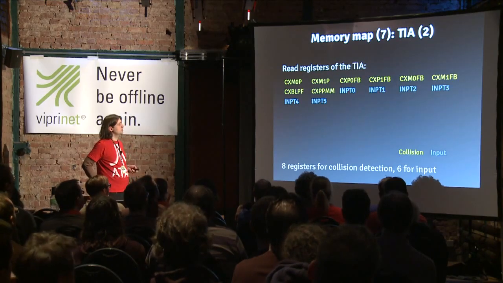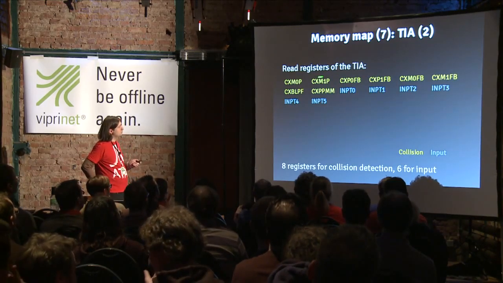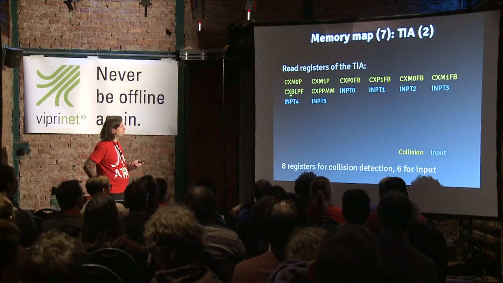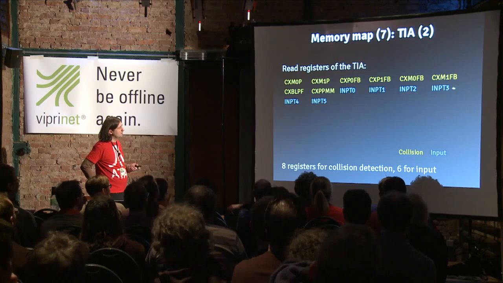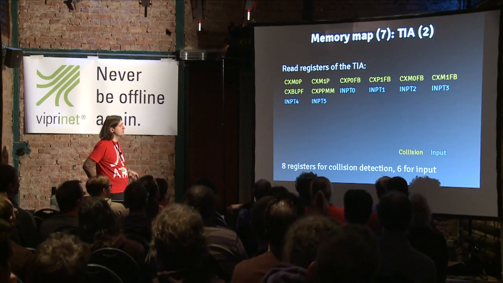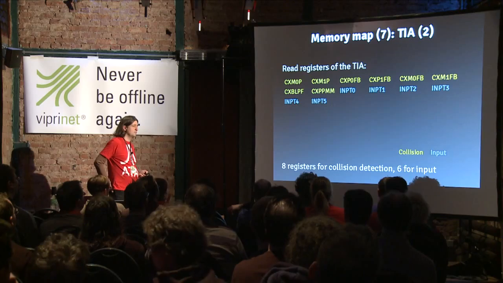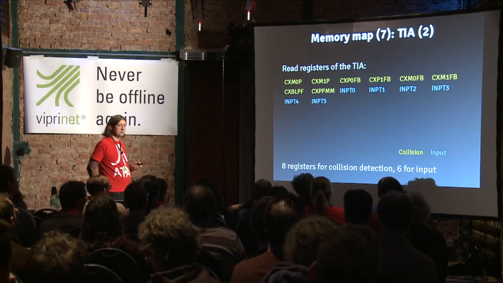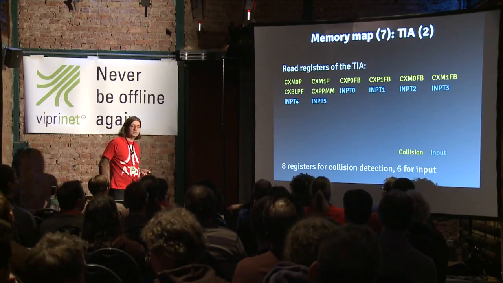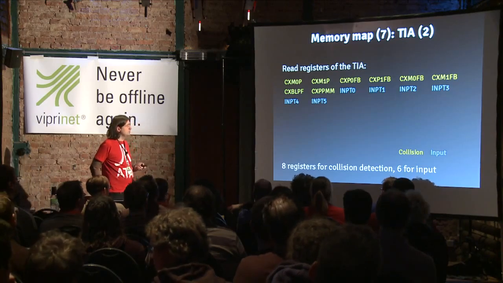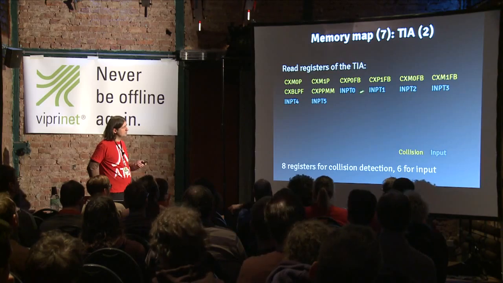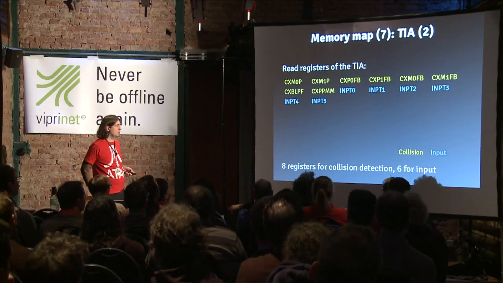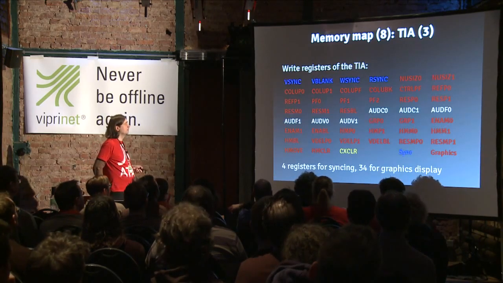So these are the read registers. Most of the registers are for detecting collisions between all the various objects that are available. And there are also some input registers, because the RIOT chip is not capable of handling any analog input that was needed for the paddles. And also we needed the fire buttons. The fire buttons are 4 and 5, and 0 to 3 are the 4 paddles that can be connected.